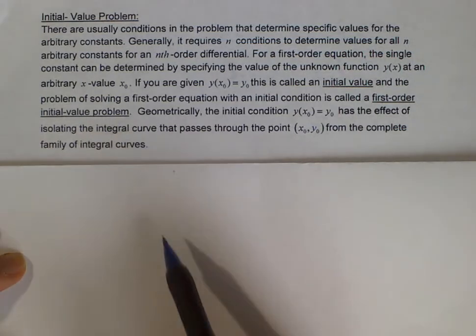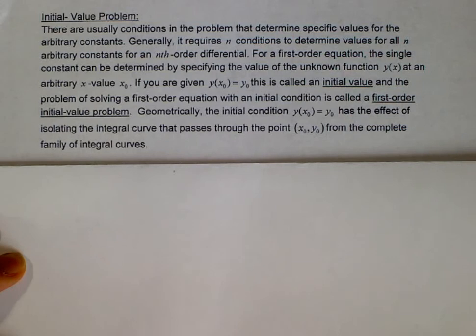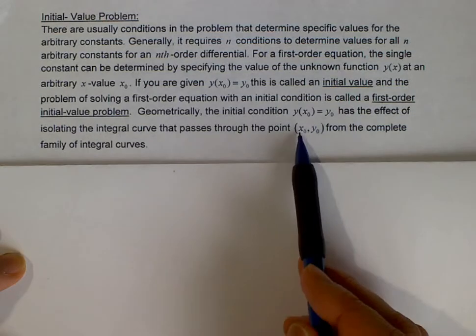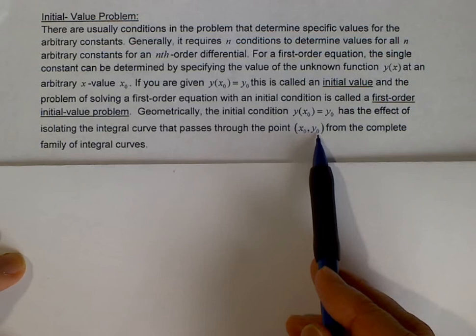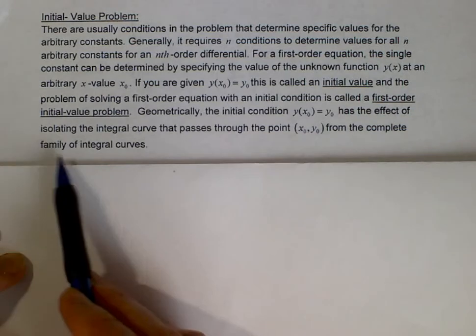Geometrically, the initial condition of y of x sub 0 is equal to y sub 0 has the effect of isolating the integral curve that passes through a particular point x sub 0, y sub 0 from the complete family of integral curves.